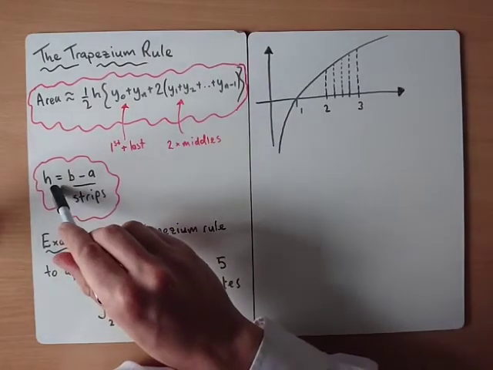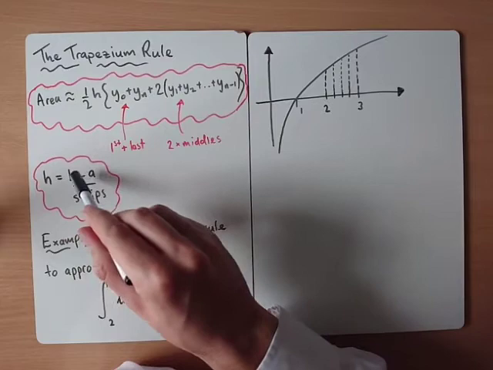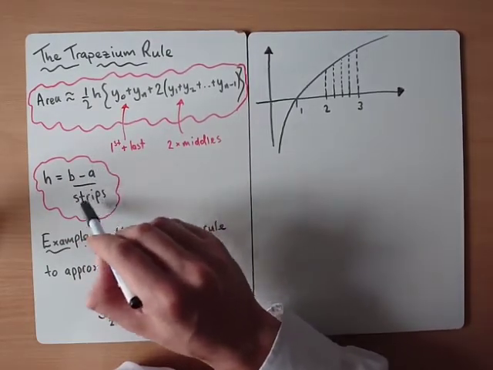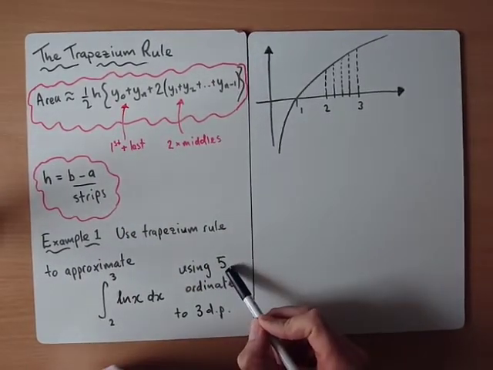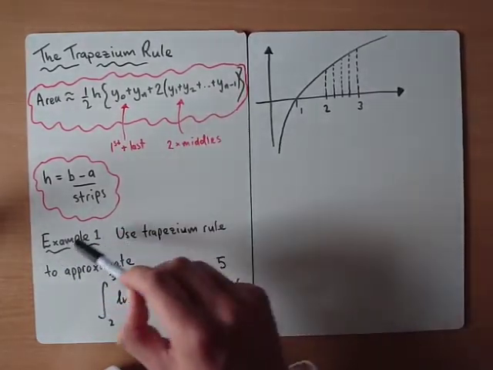But there's a calculation that we can do. It's like if you subtract your limits, so if you were trying to go between two limits, B and A just stand for the two limits, just remember that you divide by the number of strips. So in this first example, if we're going to be using 5 ordinates, we don't divide by 5. Okay, so let's look at example 1 and we'll see what I mean.